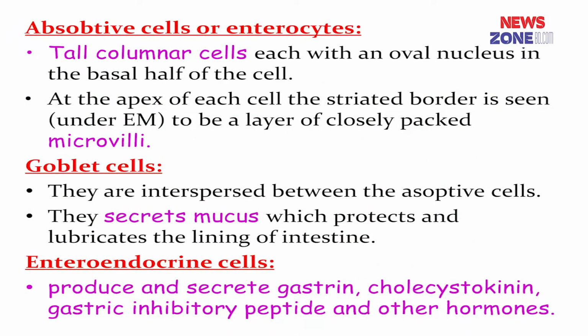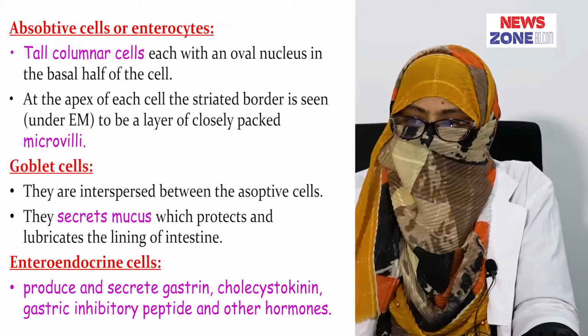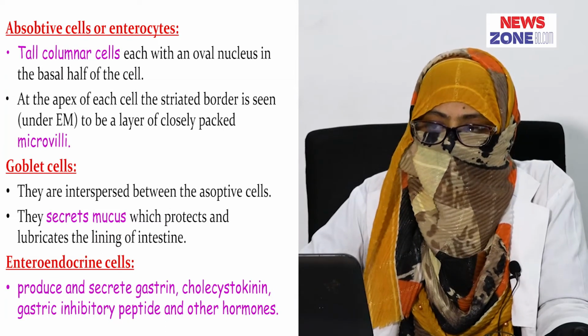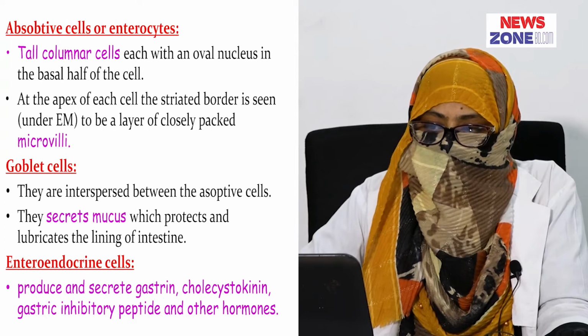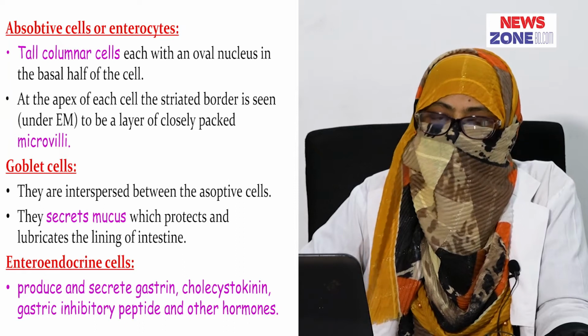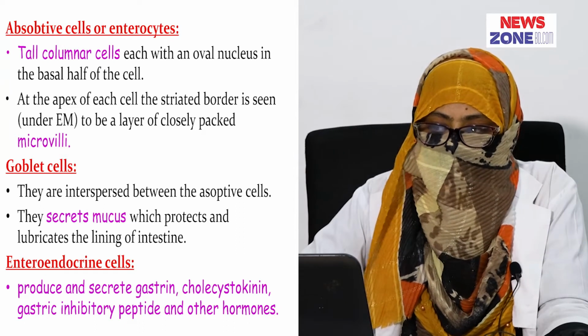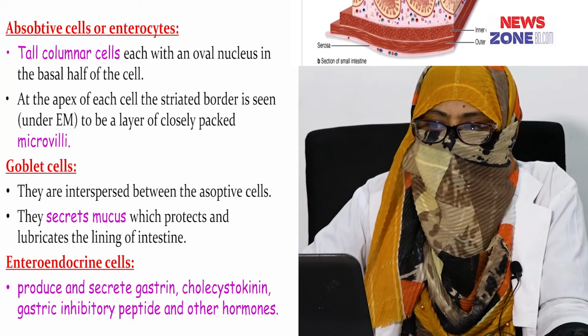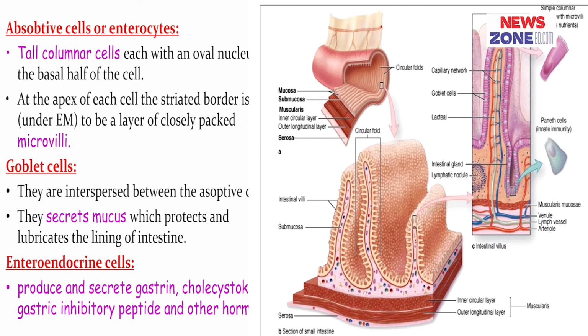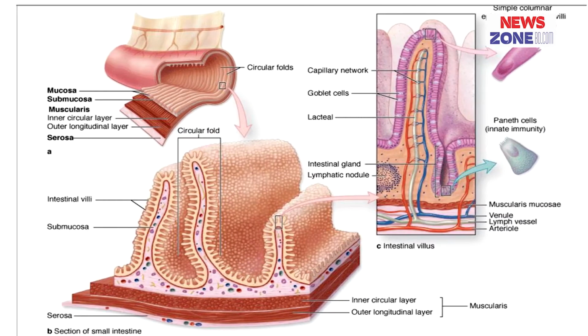First of all, absorptive cells or enterocytes. These are tall columnar cells, each with an oval nucleus in the basal half of the cell. At the apex of each cell, the striated border is seen under the microscope to be a layer of closely packed microvilli. And then goblet cells. Goblet cells are unicellular exocrine glands. These are interspersed between the absorptive cells. They secrete mucus which protects and lubricates the lining of the intestine. Enteroendocrine cells produce and secrete gastrin, cholecystokinin, gastric inhibitory peptide and other hormones.